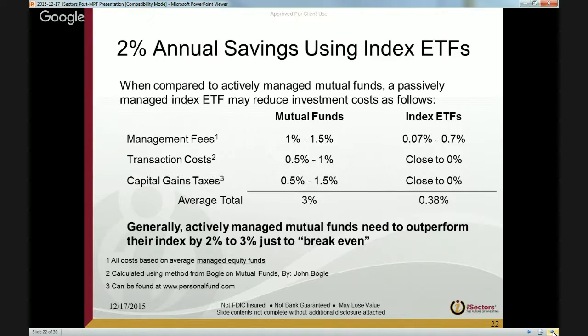So when you add up all these fees and compare the two, you can see that by utilizing an ETF versus a comparable actively managed mutual fund, you can save 2 to 3% in fees. So what does this mean? Well, basically, it means that an active manager has to outperform their respective index by 2 to 3% just to break even. And in this day and age, that's very difficult to do. Most managers aren't able to do that. So why pay for active management? Why not just take an index approach?